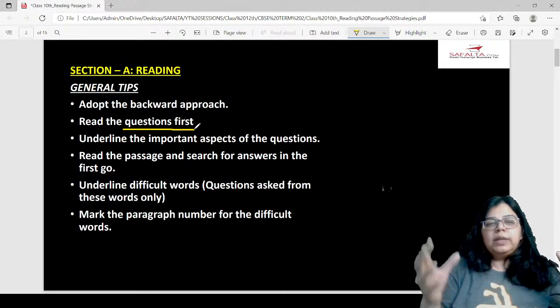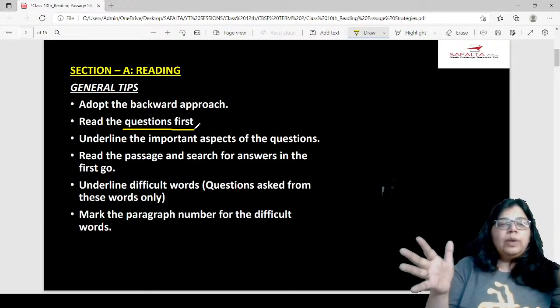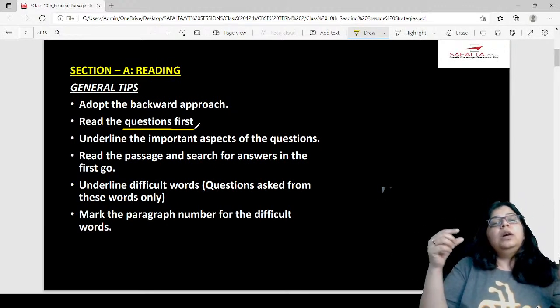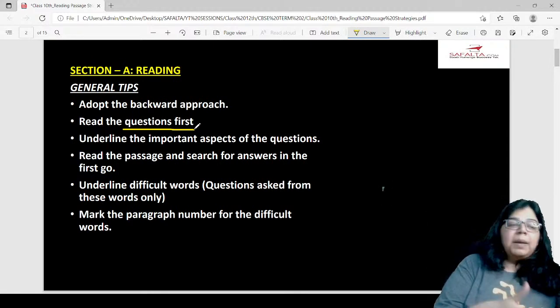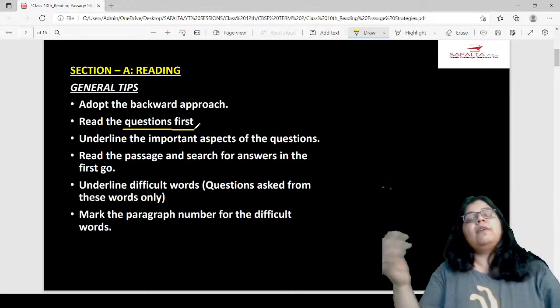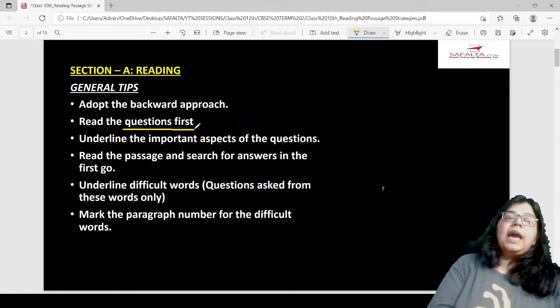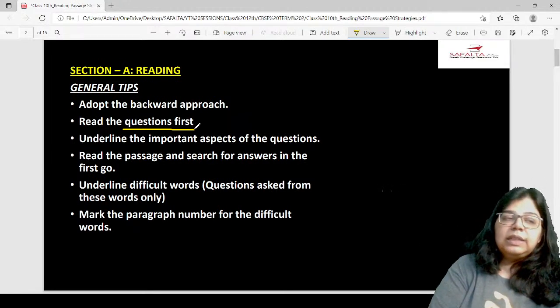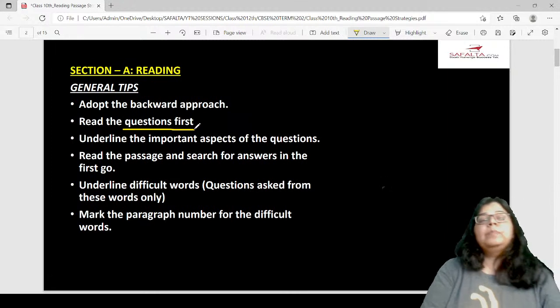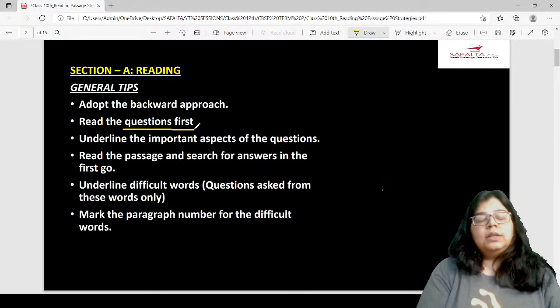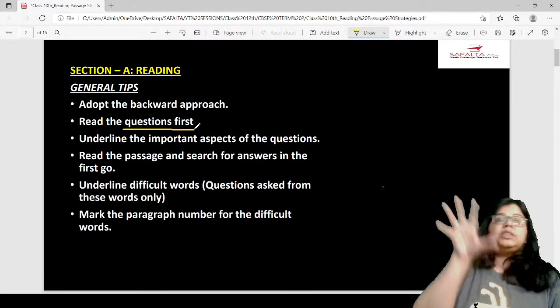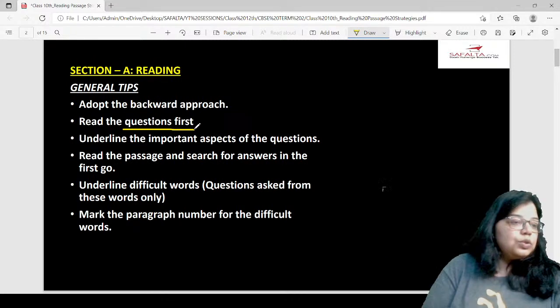In a nutshell, what do you have to do? You don't have to read the passage first and then answer the questions. You have to read the questions first and then look for the answers in the reading passage. That is most important. Okay, now the second thing that you will do. In a nutshell, this is what you have to do.